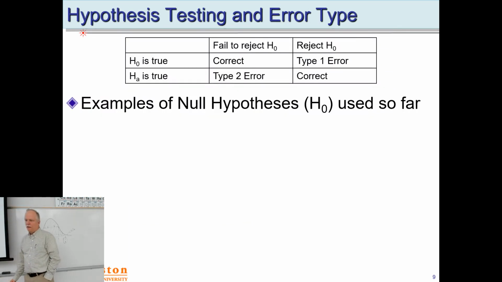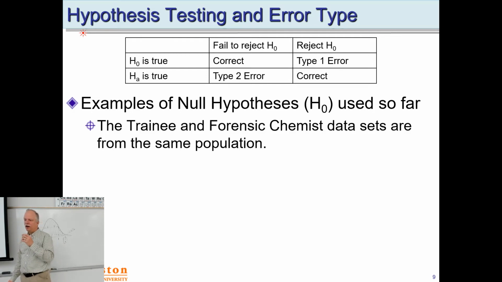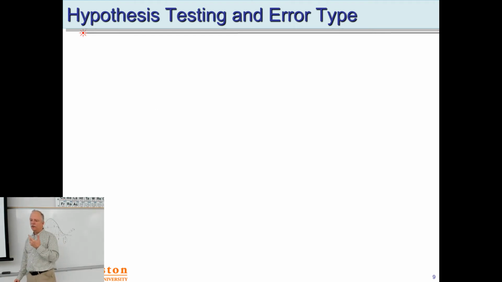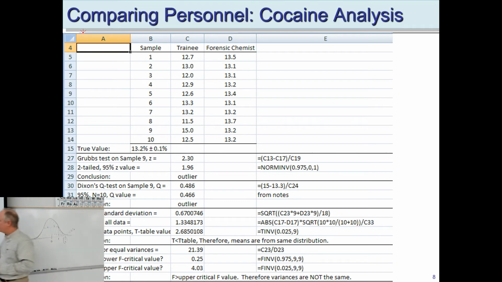So the null hypotheses that we have in this analysis are that the trainee and forensic chemist data sets are from the same population. Okay. When we do this, so we can look at the results here, the same population would be the t-test. In order to do that t-test, you need the pooled standard deviation. And then you calculate the experimental t-test for this data. And here's the formula over here. We'll see a better view of the formula in a second.